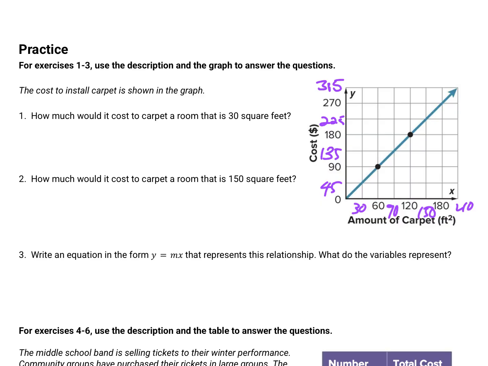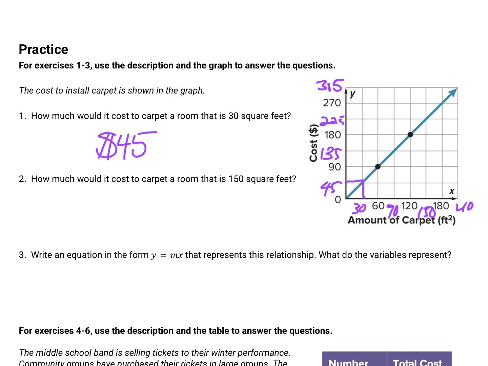The first question says, how much would it cost to carpet a room that is 30 square feet? If we look at our graph here, 30 is down here at the bottom. It's that first line that we wrote. So I'm going to go up from 30 and then over to our cost. We'll see that that matches up with 45. So in order to carpet a room that is 30 square feet, that would cost $45.